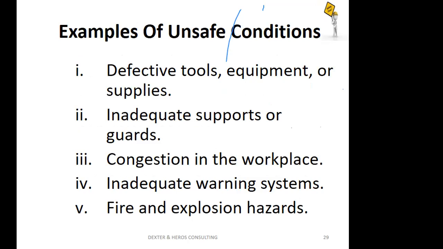When there's inadequate support, especially when you're walking on heights, you know what is called support, like a rear guard around you, that's an unsafe condition. When a workplace is congested, it's an unsafe condition. When there's no adequate warning system, it's an unsafe condition. Truth be told, this room on the average is an unsafe condition because we don't have egress.